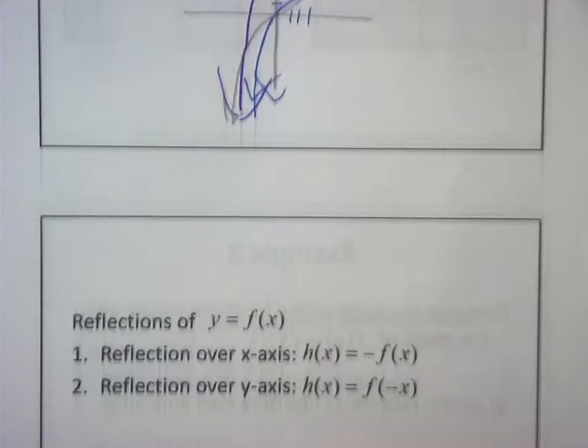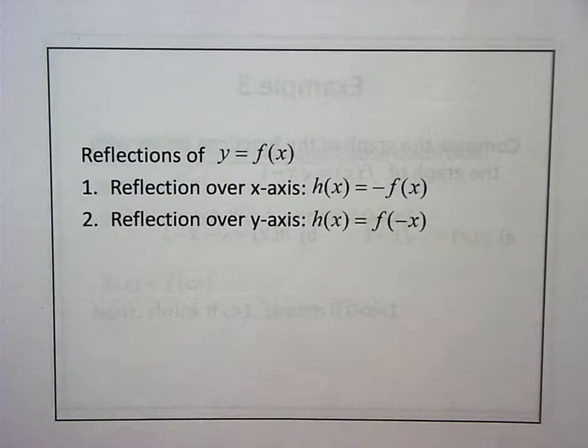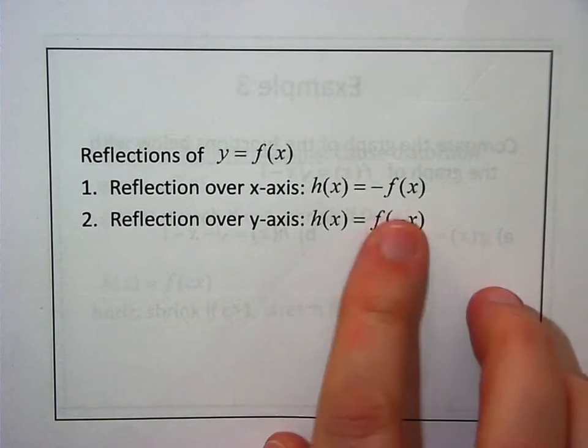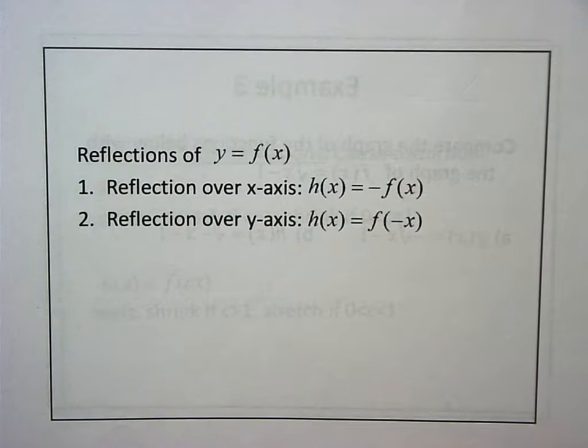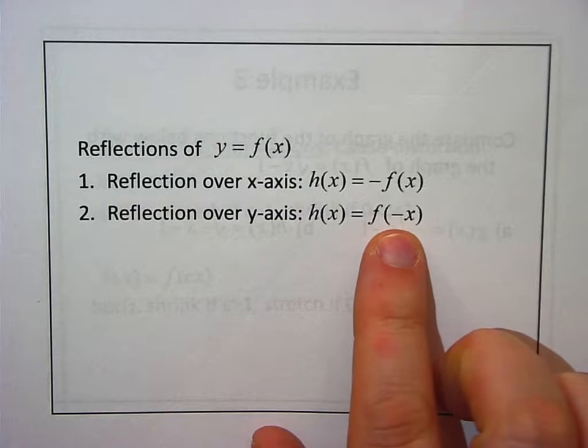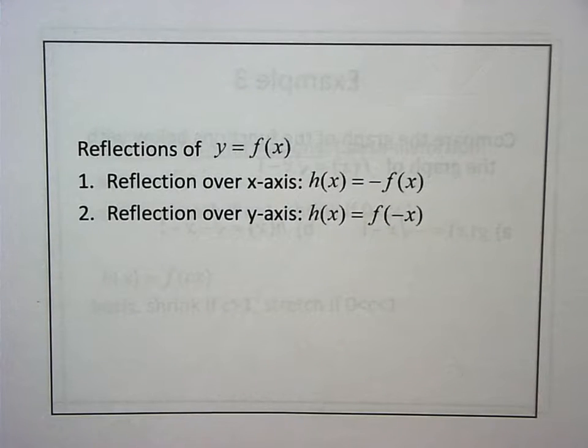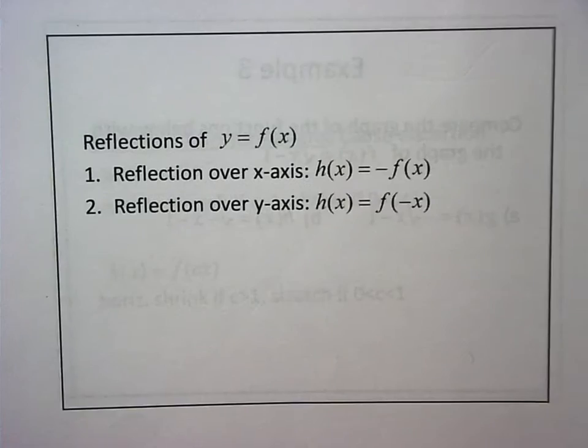Now, another type that we talked about was reflection. Again, if it's affecting the entire function, it's going to be a vertical reflection. Now, a vertical reflection means it reflects over the x-axis. It reflects vertically. If the negative sign is inside the parentheses, inside the function, it's going to reflect over the y-axis. It's going to reflect horizontally.